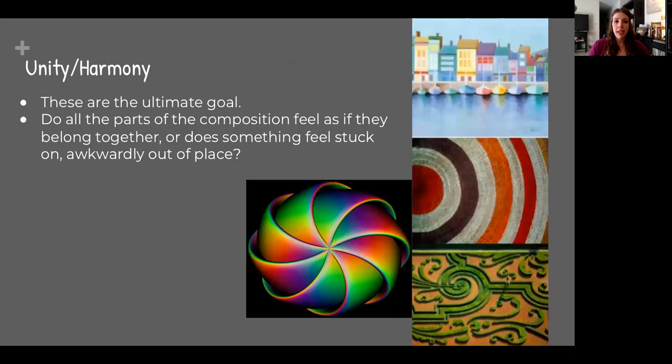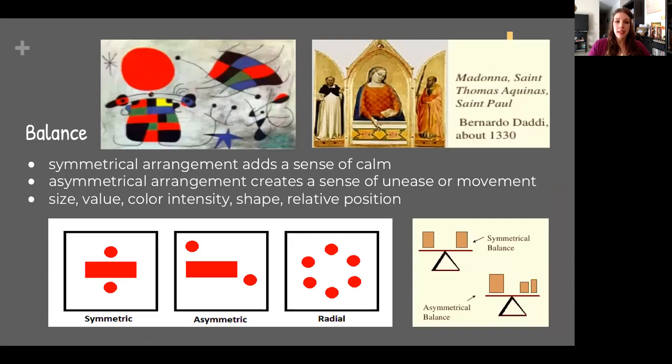All right, so unity and harmony, those are your ultimate goal when creating art. You want to think about, do all the parts of the composition feel as if they belong together, or does something feel like it is stuck in awkwardly, or does something feel out of place? All of the images on the screen right here are good examples of unity, and we'll talk more. I'm about to steal my own thunder, but anyways, they did that through repetition in all of these pictures.